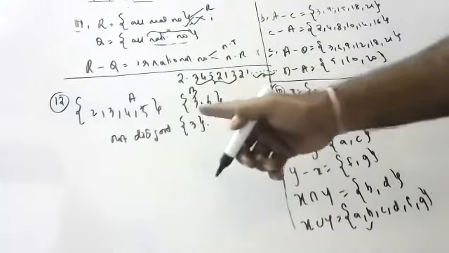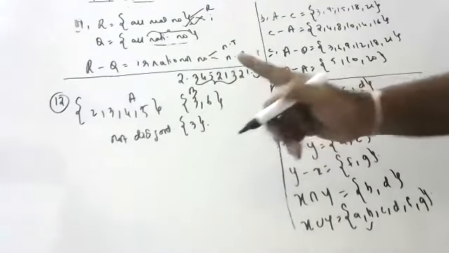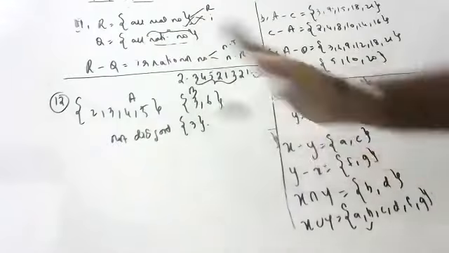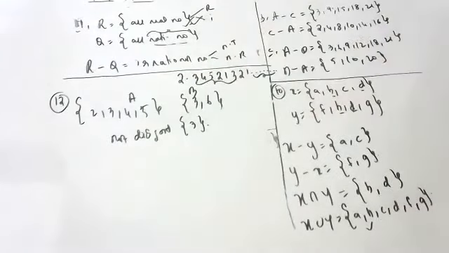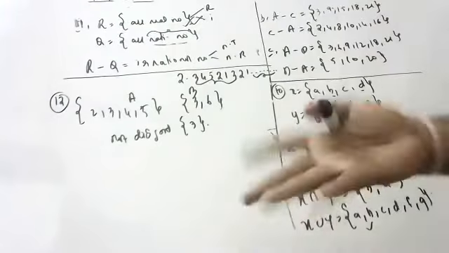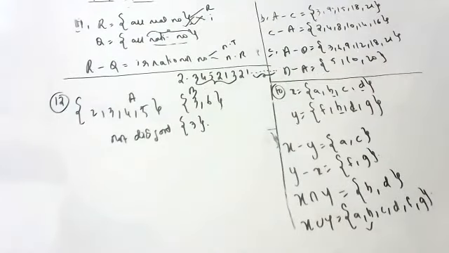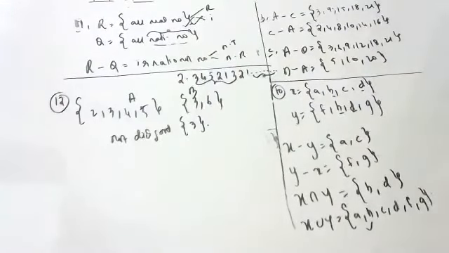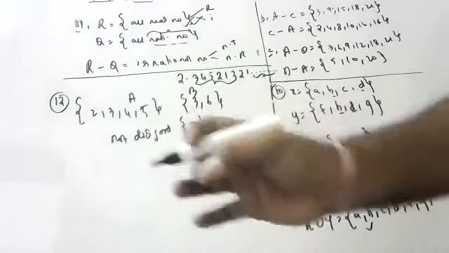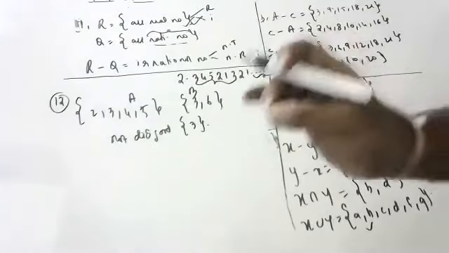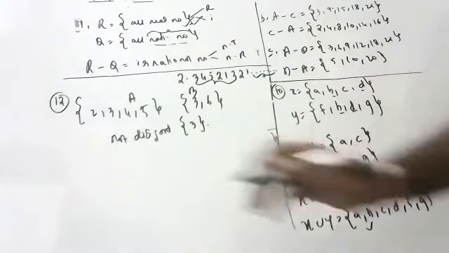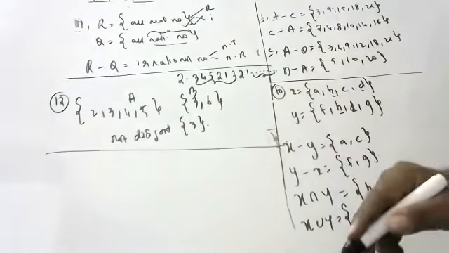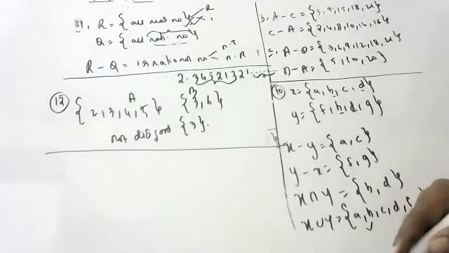Not disjoint means at least one common element is there. Joint means they will have common elements. Disjoint means they don't have common elements. Instead of not disjoint, they can be called joint, but they asked, are they disjoint or not? Disjoint is one whole term.